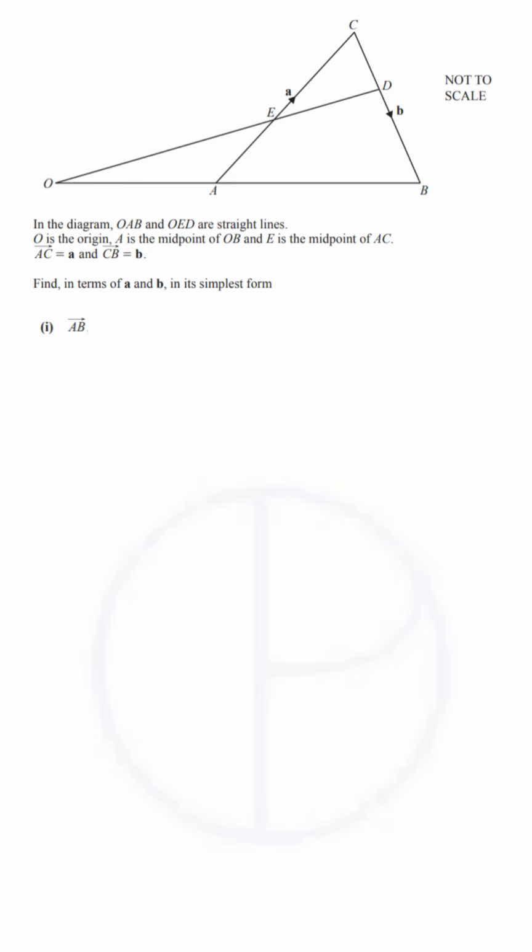A diagram is given. From that, find vector AB. Vector AB is equal to vector AC plus vector CB, which is equal to A plus B. Next part of the question is find OE.